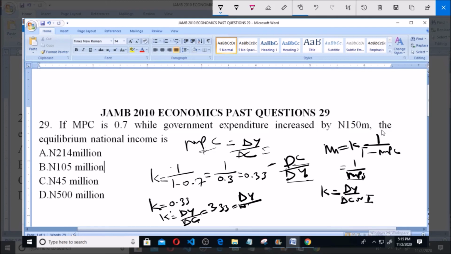When we cross multiply, we're going to have 3.33 multiplied by 150 million. That will give us 500 million. So the equilibrium national income is 500 million naira, which is option D.